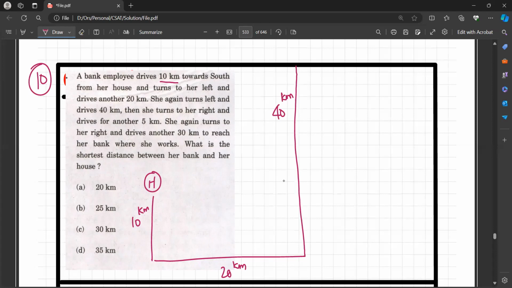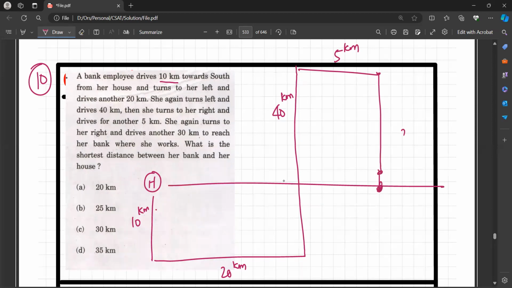Very nice. 40 kilometers, turns left and goes 40 kilometers, then she turns to her right and drives another 5 kilometers. Okay. She again turns to her right and drives another 30 kilometers. So 30 will be this much. Why? Because this is 10 kilometers. So the person will reach here, 30 kilometers, to reach her bank. Okay, finally she reached her bank where she works.